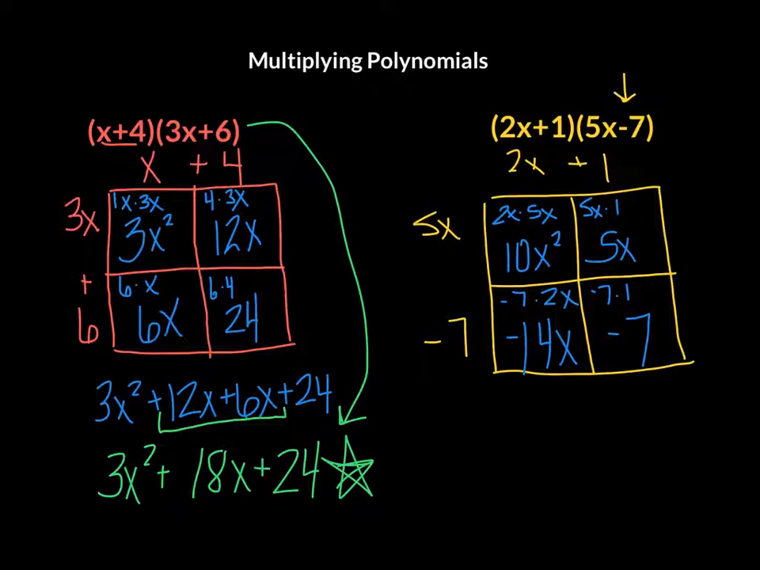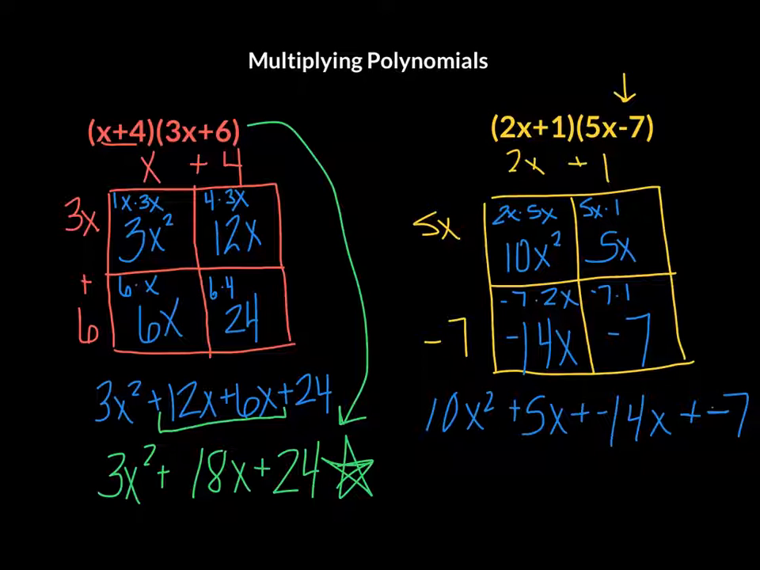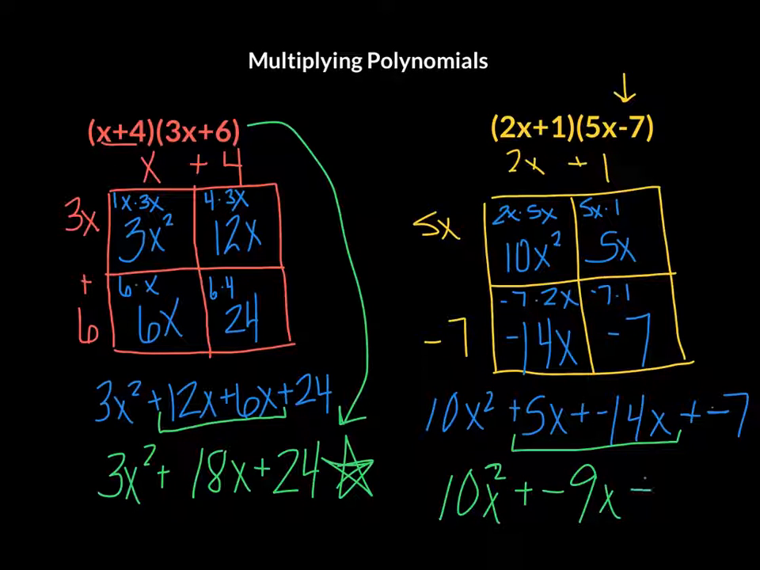So we're going to do the same thing that we did in the first problem, where we just add them all together. So we got 10x squared plus 5x plus negative 14x plus negative 7. Now, same thing. These middle terms are both x's, so we got to make sure we combine them. So when you combine 5x and negative 14x, you get a negative 9x. So then bring down everything else. 10x squared plus negative 9x plus negative 7. And that's going to be your final answer there.